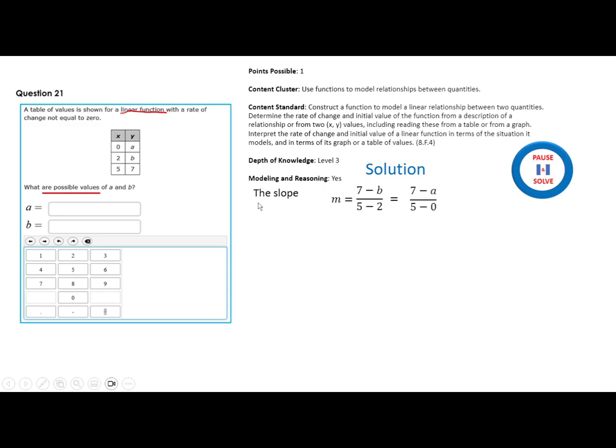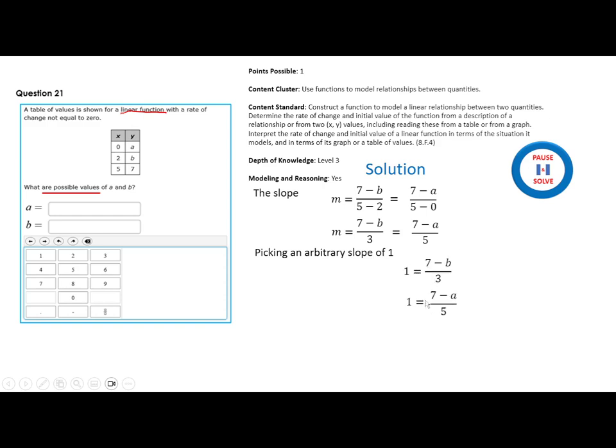The slope, what is m? I can use b, 7 minus b over 5 minus 2. Also, 7 minus a over 5 minus 0. And the slope does not change, the same rate of change. So now all you have to do is simplify here. Now, picking an arbitrary slope of 1. That's just, I chose 1.